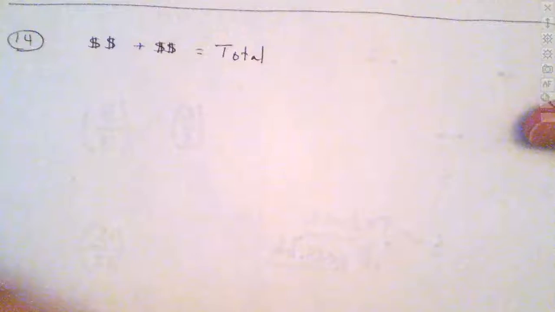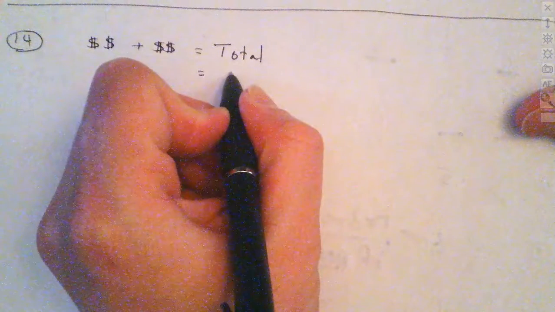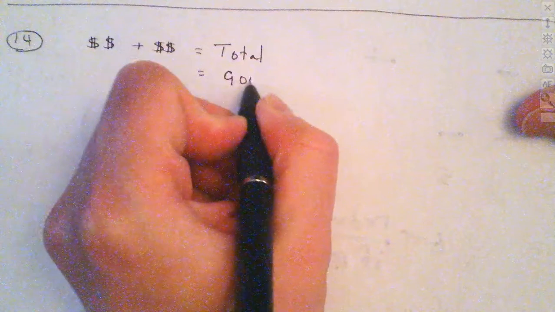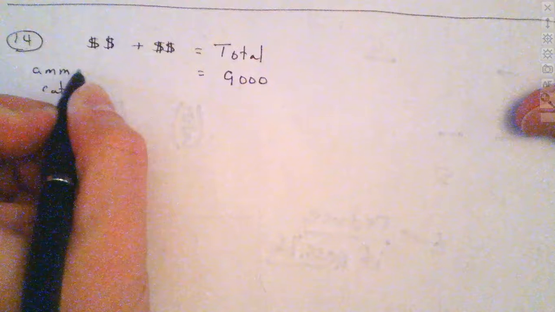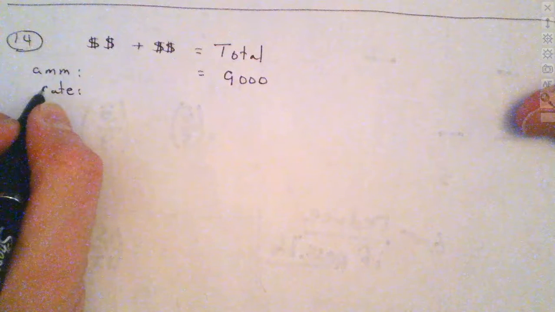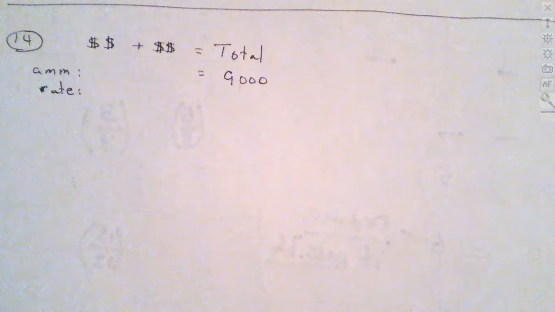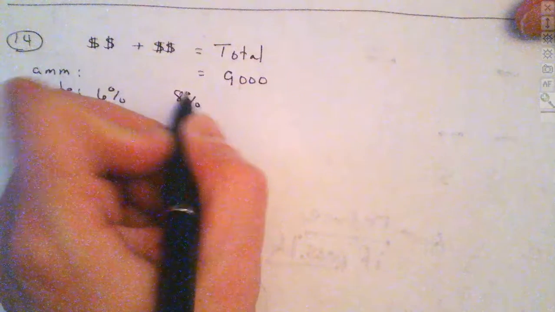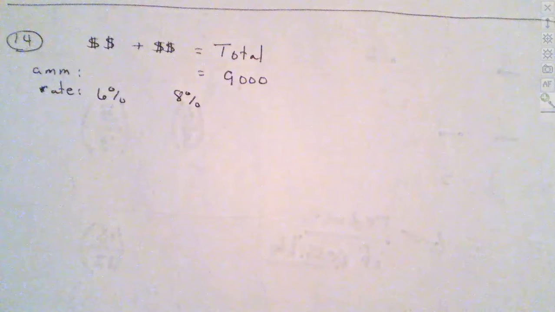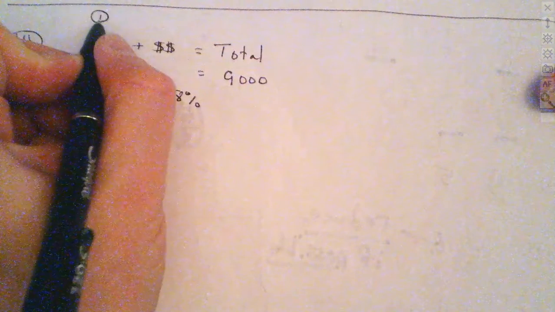our total amount. Okay, so the total amount represents how much money that we have total. And we have a total amount of $9,000. And so we've got $9,000, and we're going to have to break this into two separate accounts. And one of these accounts pays 6%, and the other one pays 8%. So it doesn't matter which one we call the 6% or the 8%. Whichever one you want to put first, you can put that one first.